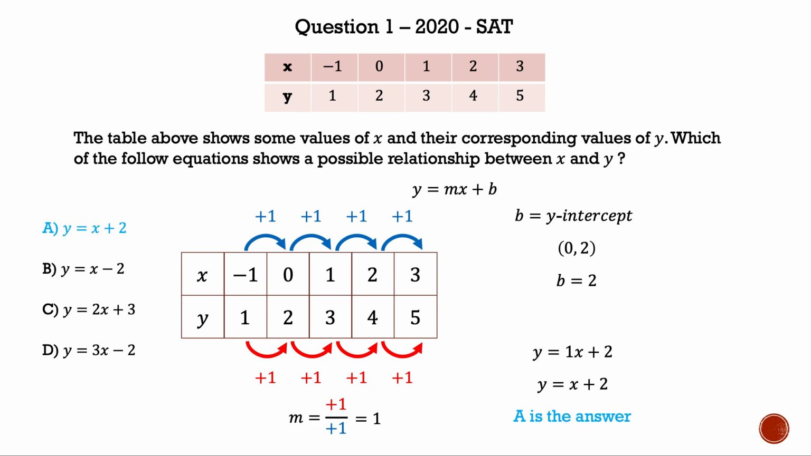That just leaves us with the y-intercept. Luckily for us, it's already in the table, which is the point (0, 2). So you can choose which method you prefer. That is another method for question 1, section 3.